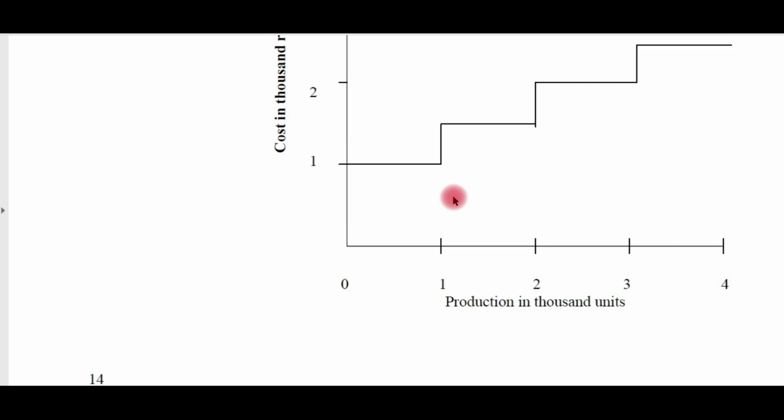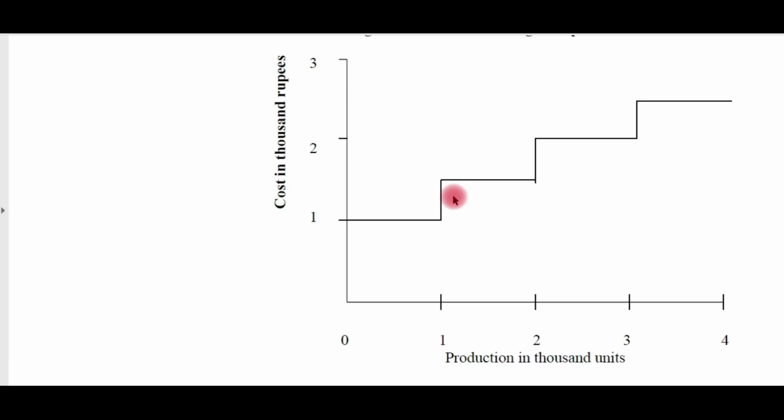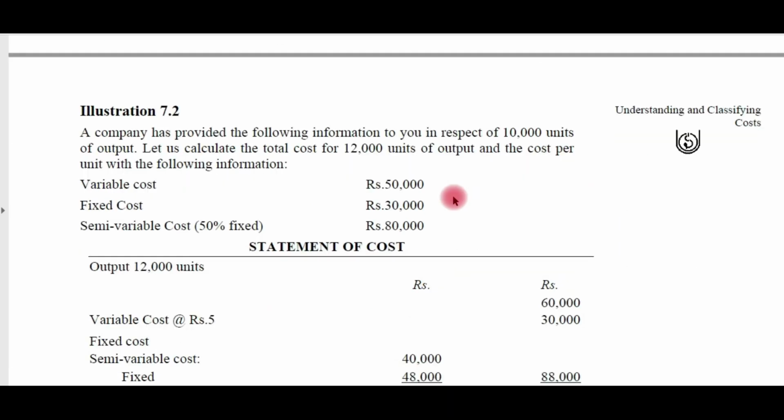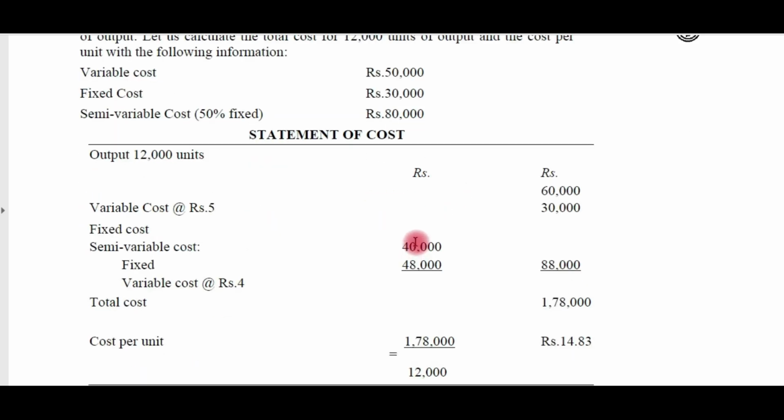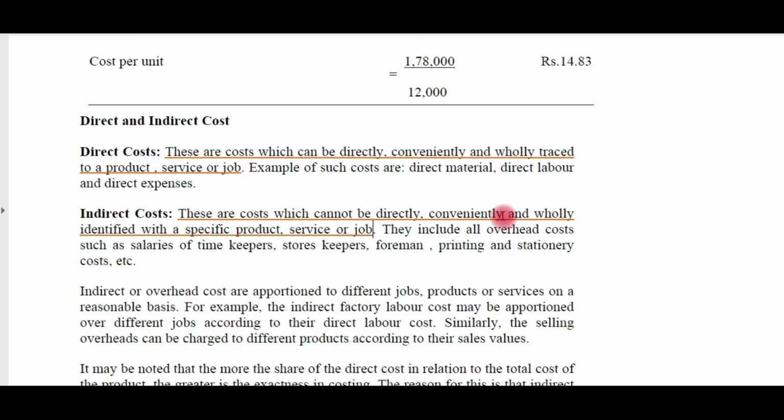These are all the different kinds of costs. This is giving a label. Anyways, every company is incurring expenses, incurring costs on many activities, and we are giving names to different kinds of costs. An example is given here. It is a statement of cost. Output is 12,000 units. Variable cost is given at rupees 5. Fixed cost is given. So you add all the costs. The total cost is 1,78,000. So 12,000 units are generated. So cost per unit is 14.83. This is the statement of cost.